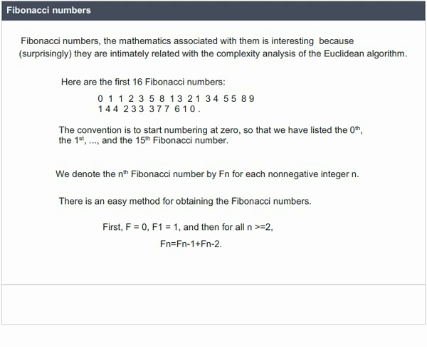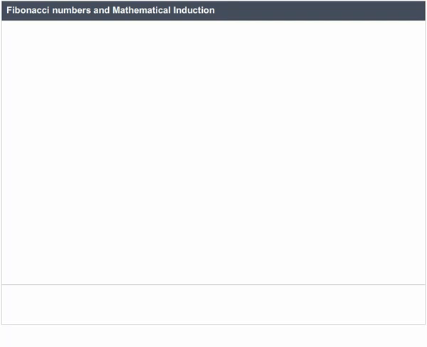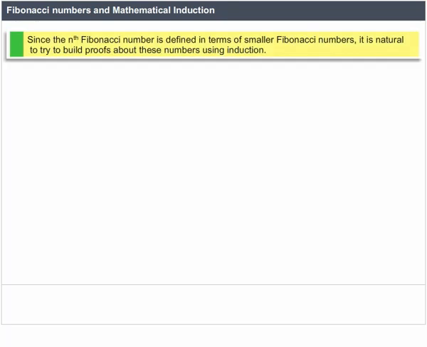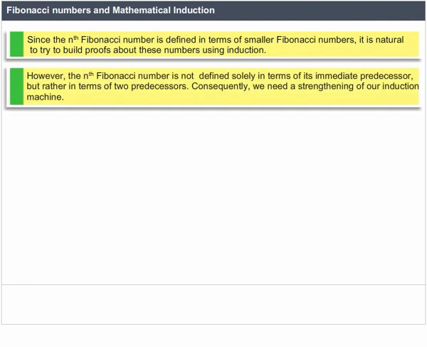Fibonacci numbers and mathematical induction. Since the nth Fibonacci number is defined in terms of smaller Fibonacci numbers, it is natural to try to build proofs about these numbers using induction. However, the nth Fibonacci number is not defined solely in terms of its immediate predecessor, but rather in terms of two predecessors.